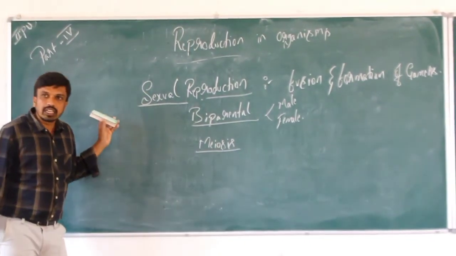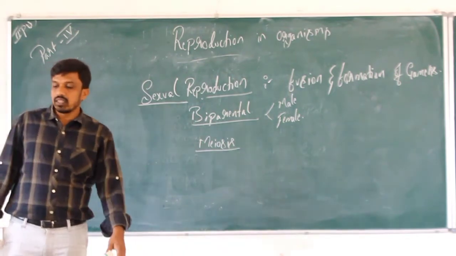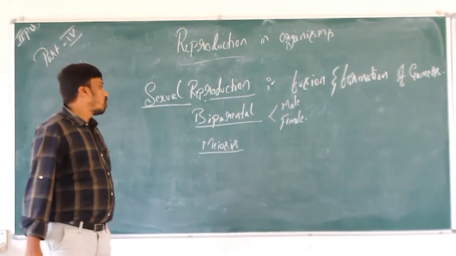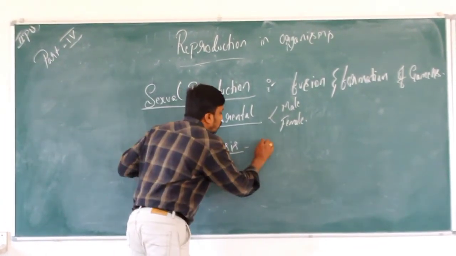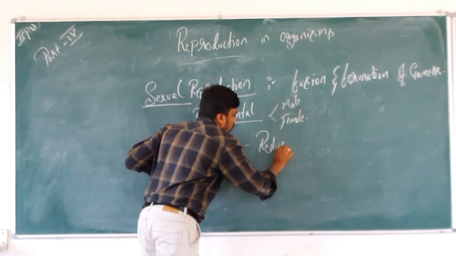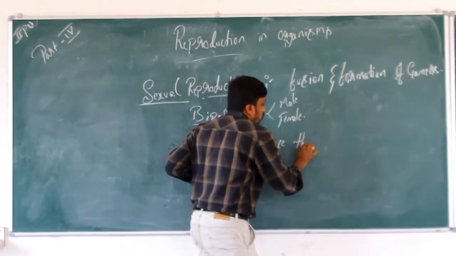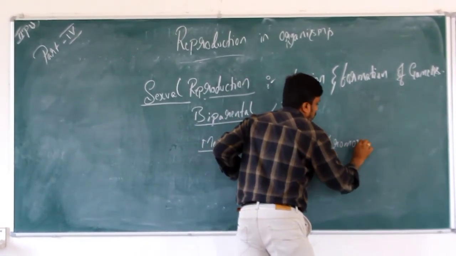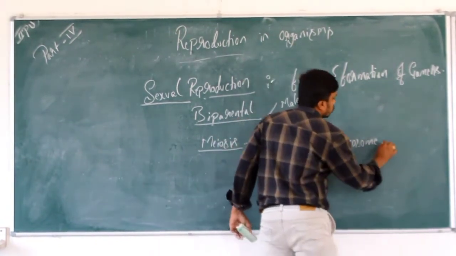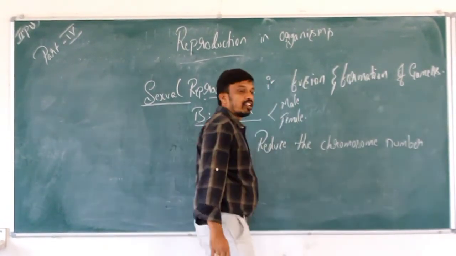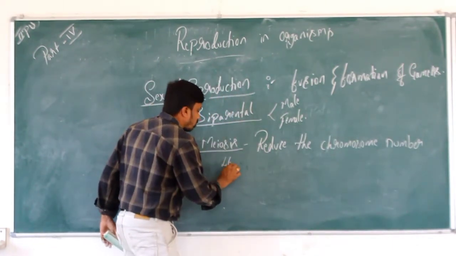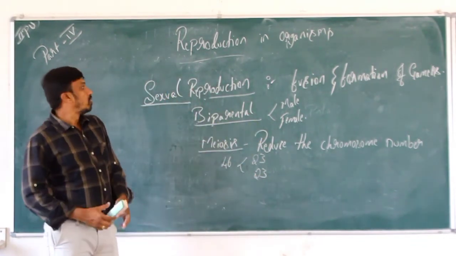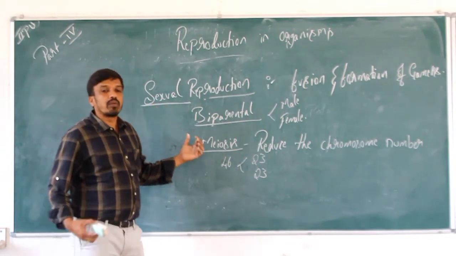Asexual reproduction takes place with the help of mitosis, whereas sexual reproduction takes place with the help of meiosis. What is the function of meiosis? It reduces the chromosome number. If in the parent cell there are 46 chromosomes, in the daughter cells there will be 23 and 23. So sexual reproduction always takes place with the help of meiosis.